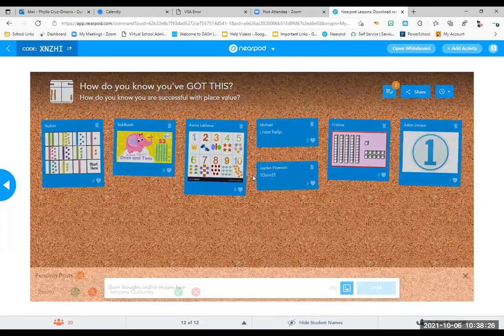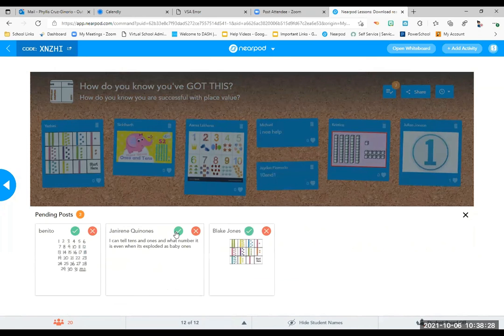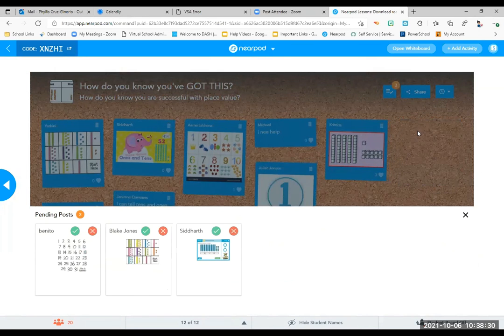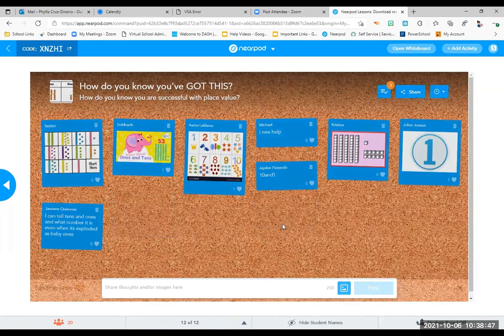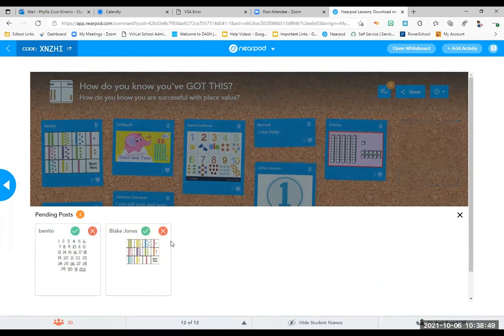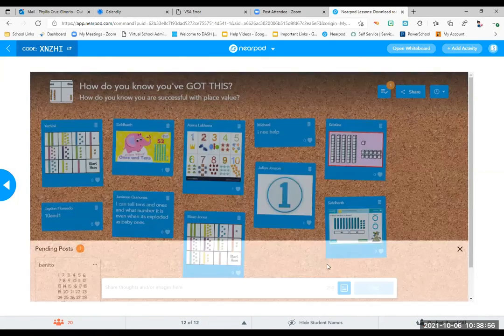Ooh, some more answers coming in. Oh, Johnny, can I read this aloud? I can tell tens and ones and what number it is, even when it's exploded as baby ones. That's right. We're expanding it or changing how we represent. Very nice. Here's Siddharth's other example. Beautiful job. Here's one from Blake. Ooh, that looks just like the other one. Good work. And let's look at Benito's.